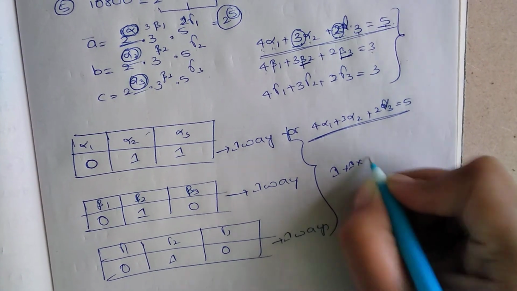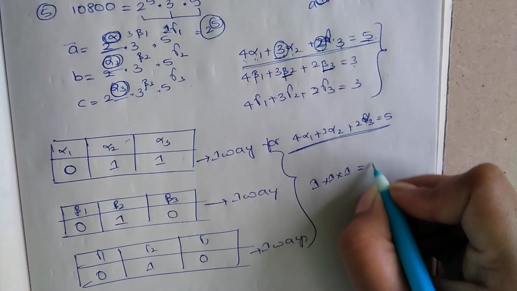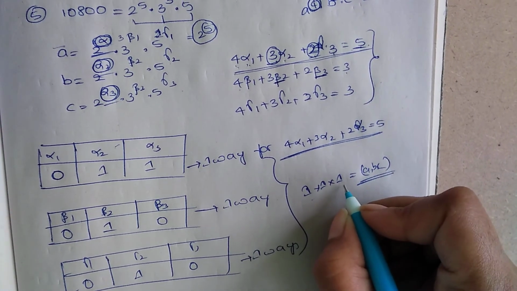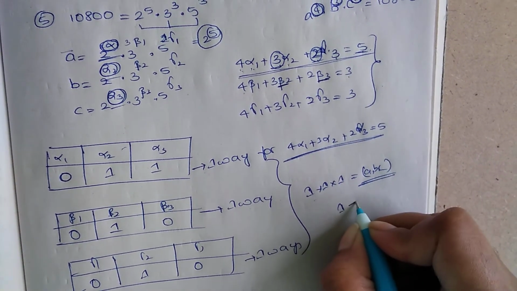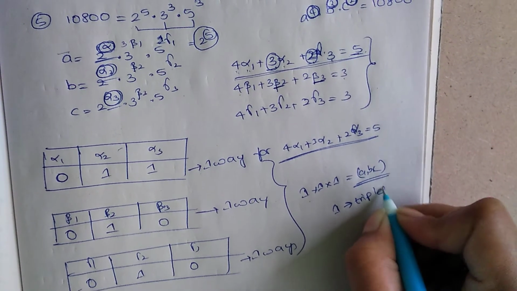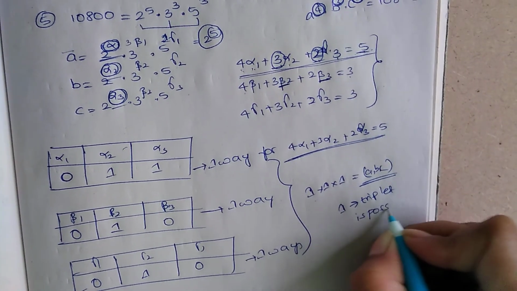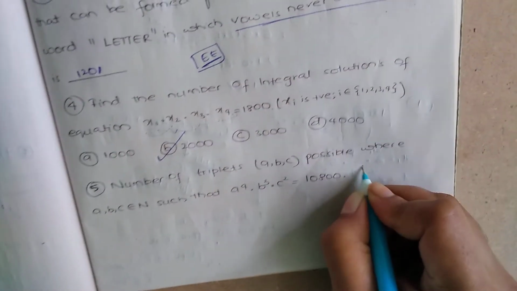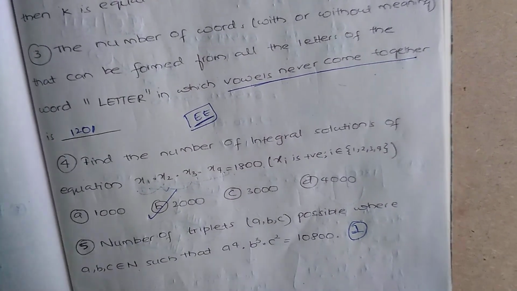1 into 1 into 1. This will be equal to how many triplets are possible for that given condition. 1 into 1 into 1 is obviously 1. So 1 triplet is possible. Got it? So how many triplets are possible? 1. That's it.